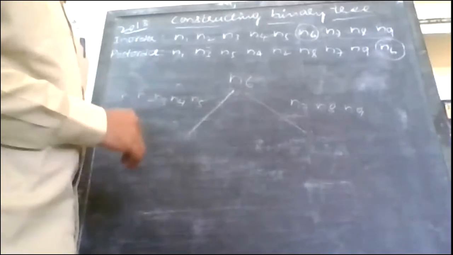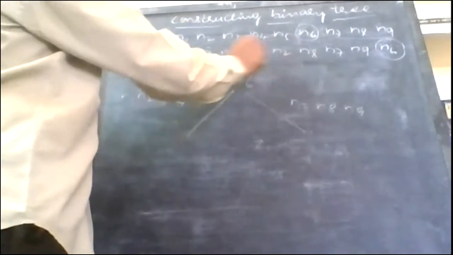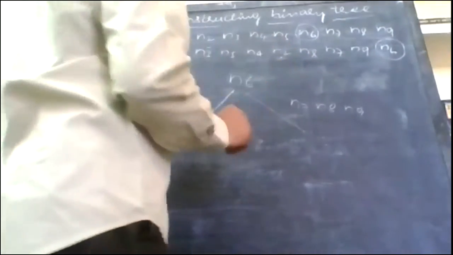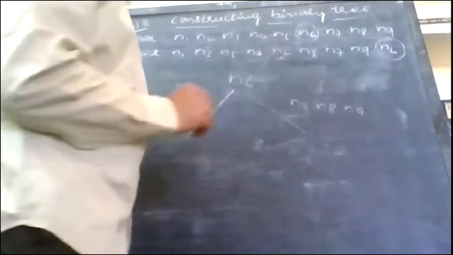Now I need to scan what I said. I need to scan this post order traversal from this side, from right to left. If I do so, I find N2 as the first node, isn't it?